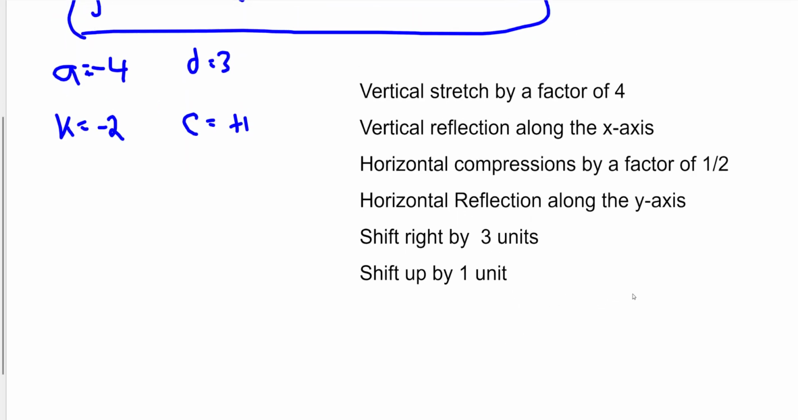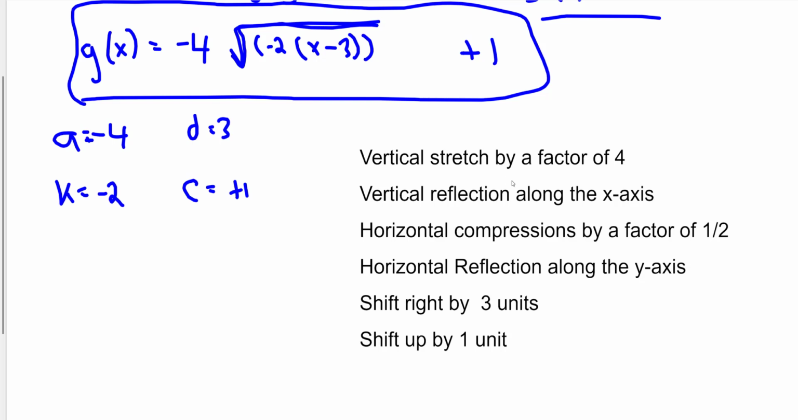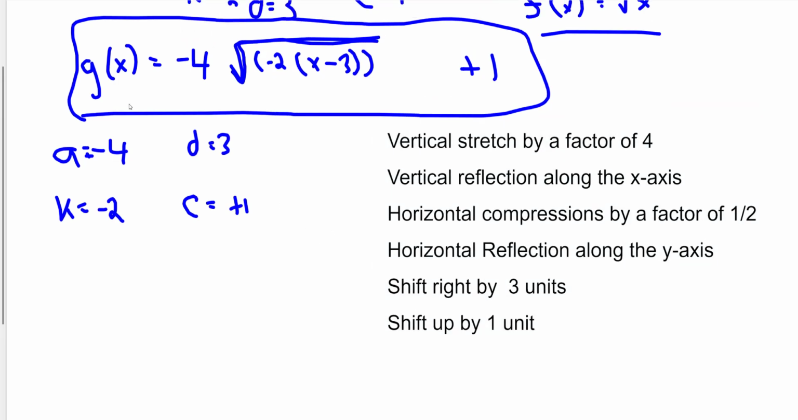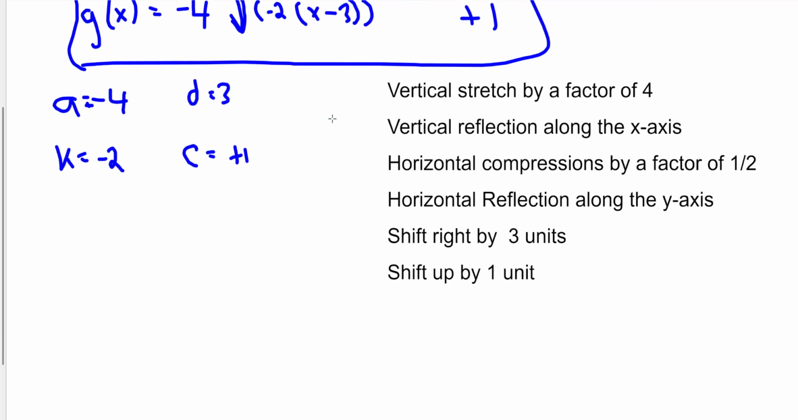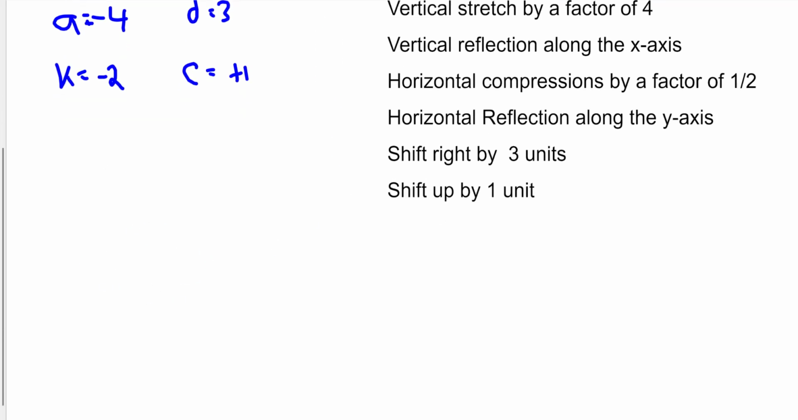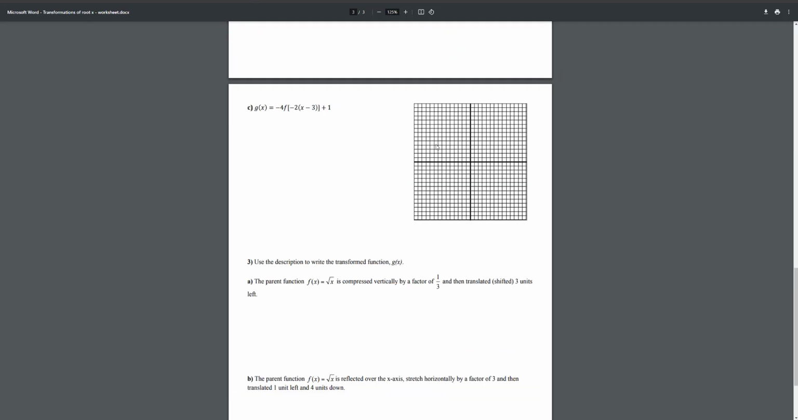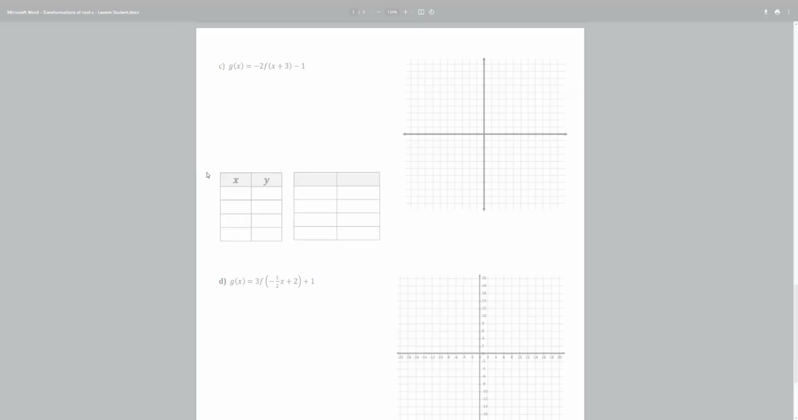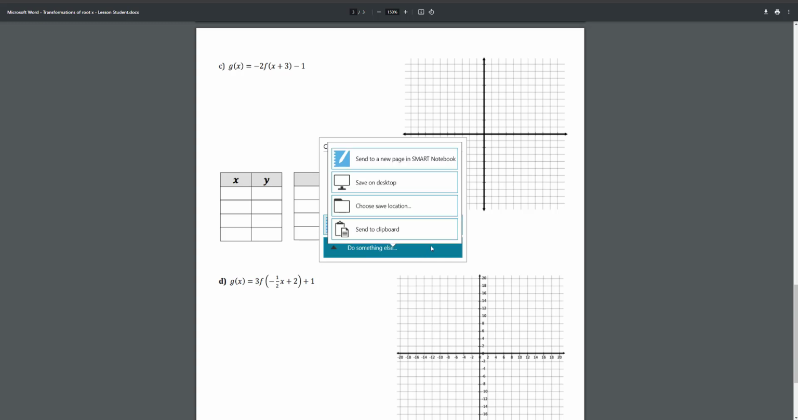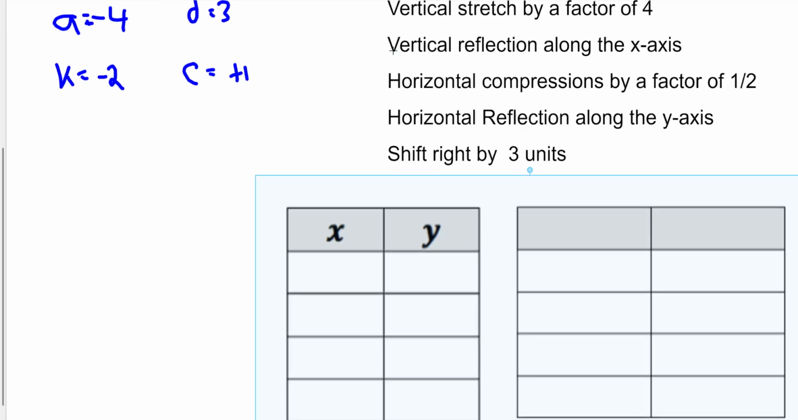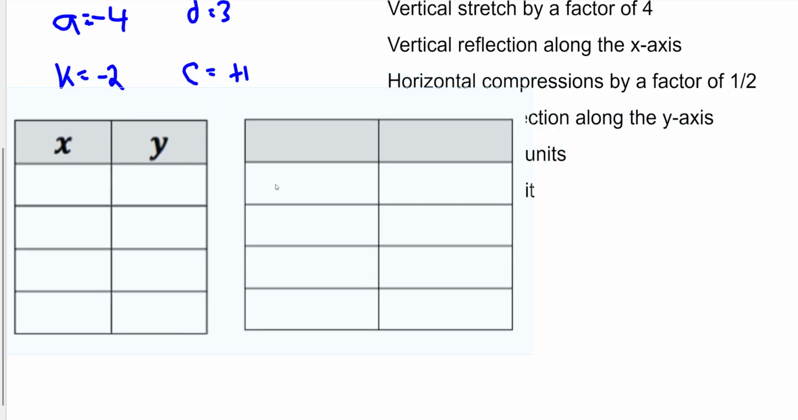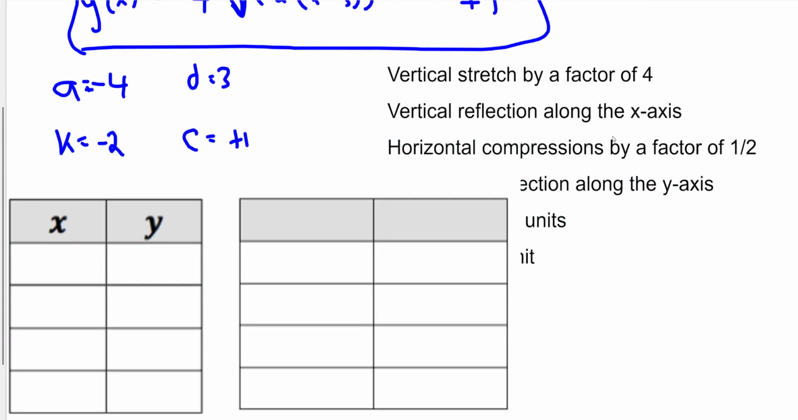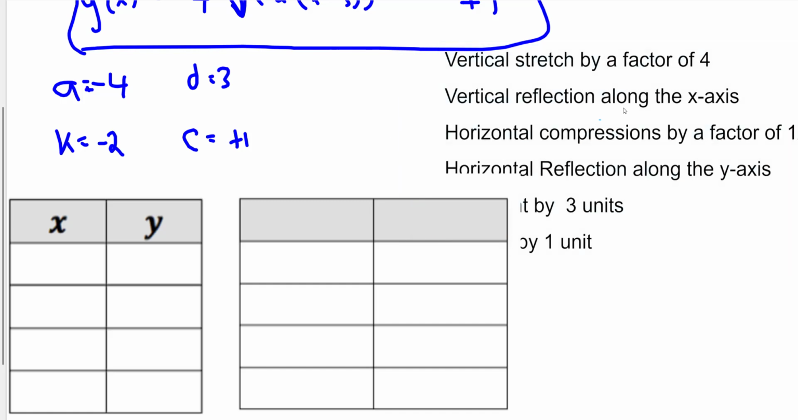Okay, so now that we've described the transformations, what's next? We need to actually graph this function g of x, and the only way to graph is to first make a table of values. So let's steal some table of values, shall we? All right, got a nice little table of values here now for us to work with. I don't really care if I cover the transformations because you guys can take a look at that yourself later.